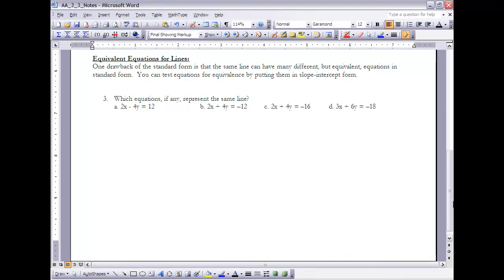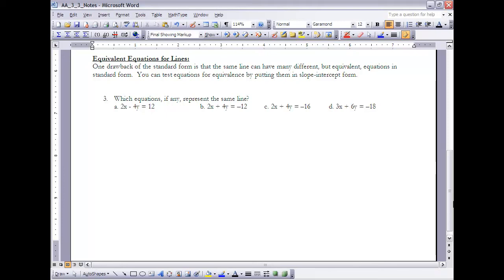Okay, so standard form is a great way of working with linear equations. There is one drawback, however: when we have something in standard form, there could be many equivalent equations written in standard form. Any equation that is a multiple of another equation would be equivalent. In order for us to check whether equations are equivalent to each other, we can put them in slope-intercept form.